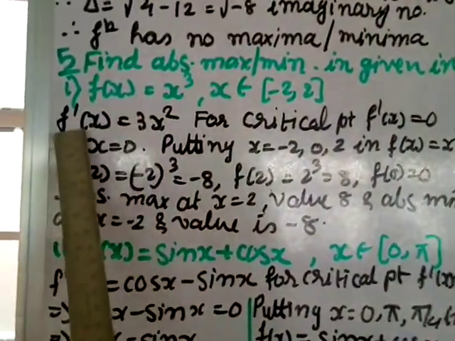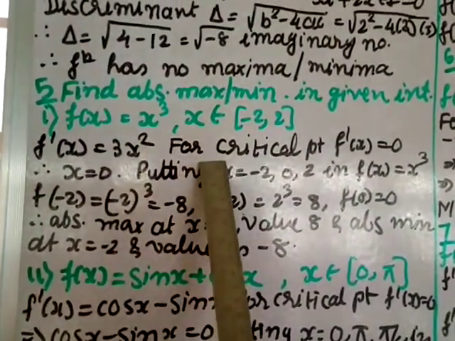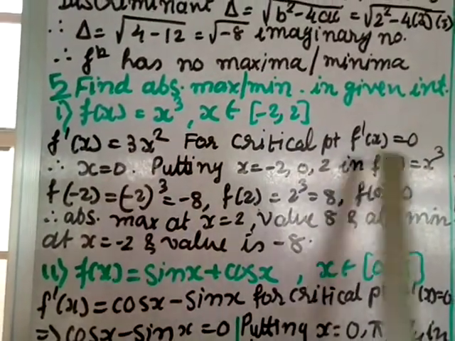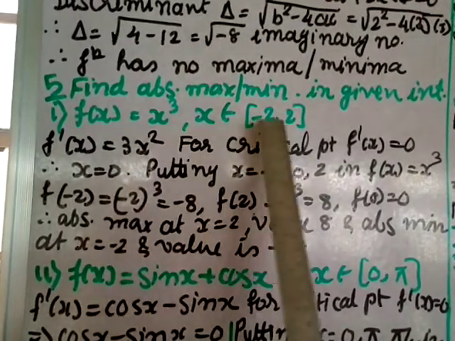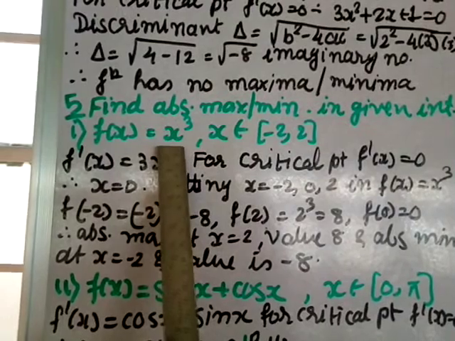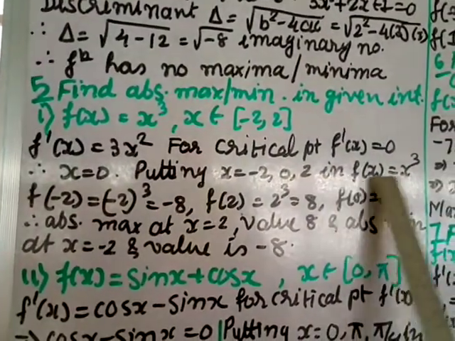So I will differentiate. So f dash x is equal to 3x square. Now for the critical point, f dash x has to be 0. That means 3x square equals 0, so x equals 0. Now I will put x values 0, minus 2 and 2 in the function f(x) equal to x cube. See, putting x equal to minus 2, 0, 2 in f(x) equal to x cube.